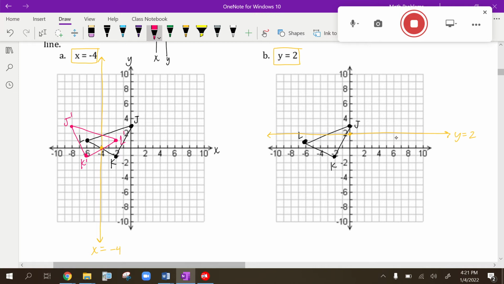Now let's try to reflect over this horizontal line, y equals 2. Notice point J is 1 unit away, above the line, so the reflection is going to be 1 unit below the line. Similarly, point L is 1 unit below the line, so the image is going to be 1 unit above the line.